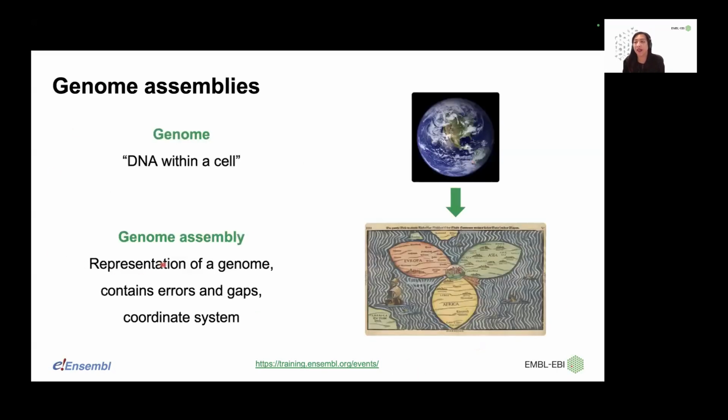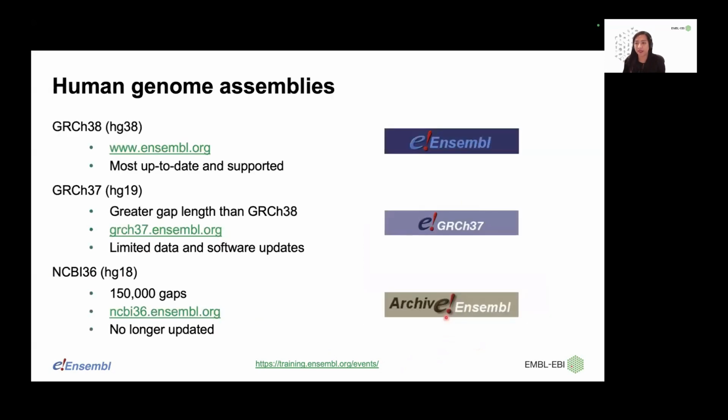With that in mind, genome assemblies are still not a perfect representation of the genome. Just like earlier versions of the world map, it's really important to remember that there are still errors and gaps in the genome assemblies. Researchers do fill these gaps and correct errors and share patches and updates continuously. So this means that there can be different versions of genome assemblies.